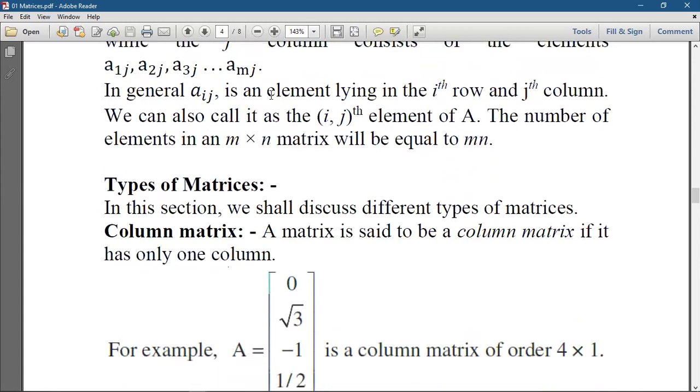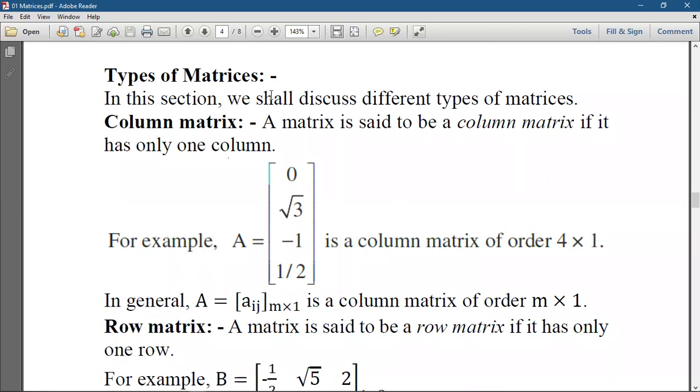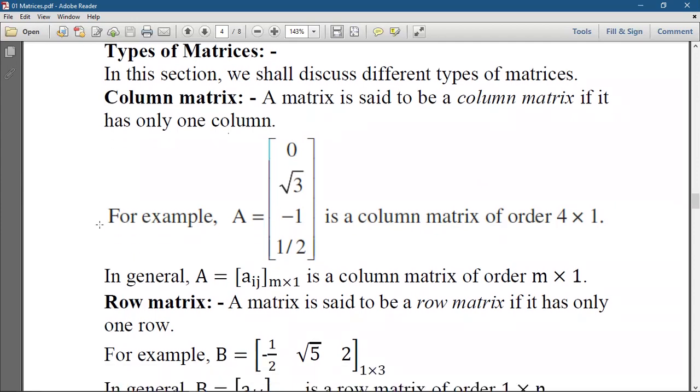Now, next we move to the types of matrices. There are various types of matrices. In this section, we will discuss some different types of matrices. The first one is the column matrix. Very simple. A matrix is said to be a column matrix if it has only one column. And I already said that all these things are basic. That's why we will explain all these things in brief, not in detail.